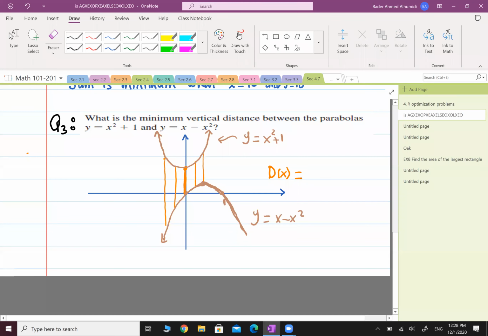Now which graph is above the other one? x squared plus 1 is above x minus x squared. So y at the top minus y at the bottom will be simply x squared plus 1, the y at the top, minus the y at the bottom, which is x minus what? x squared. Nice. Can you simplify now? What is it equal to? It will be x squared plus 1 minus x plus x squared, which is 2x squared minus x plus 1.